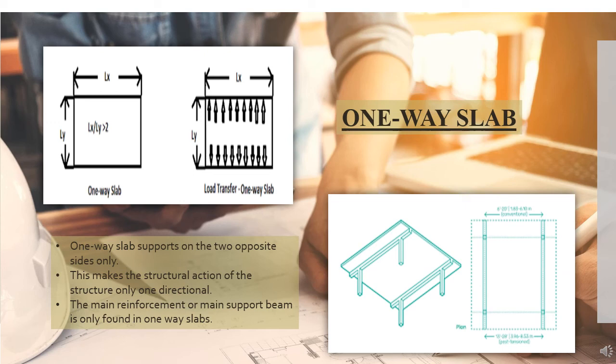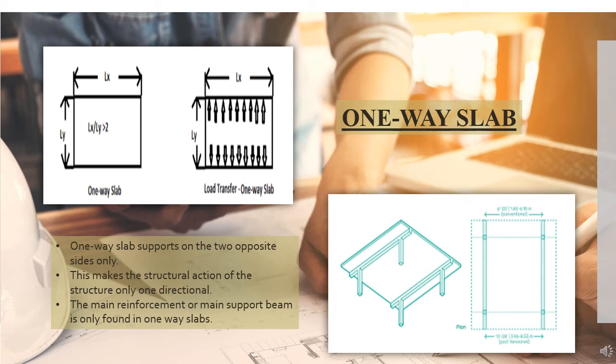First flooring system is one-way slab. If you can see in the diagram, one-way slab supports on the two opposite sides only. This makes the structural action of the structure only one directional. The main reinforcement or main support beam is only found in one-way slabs.